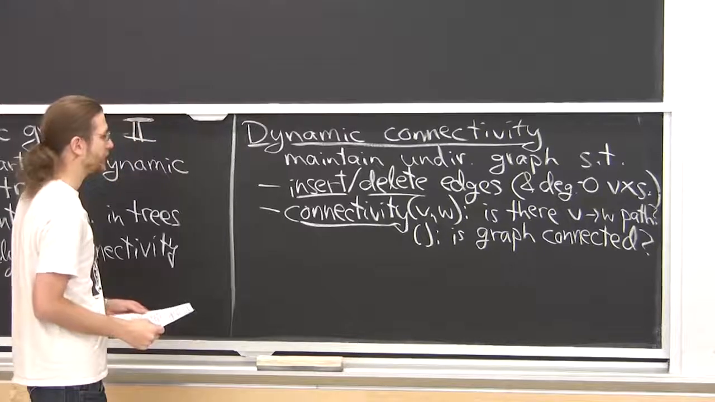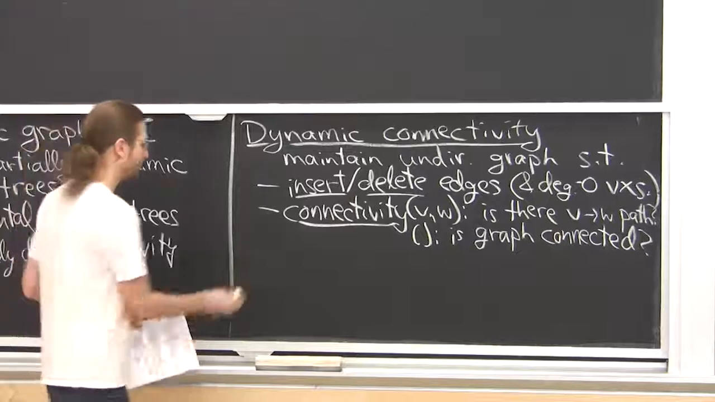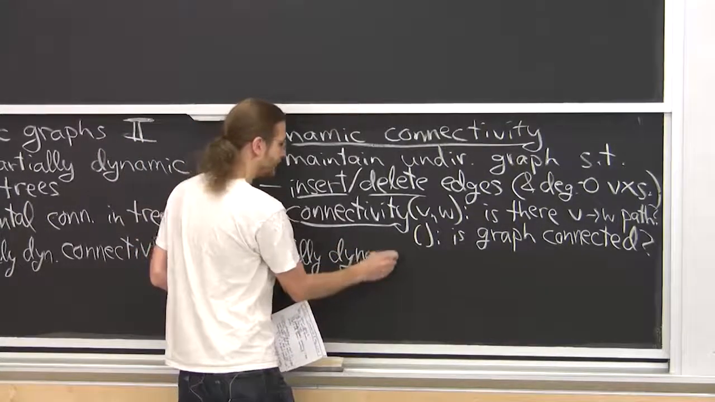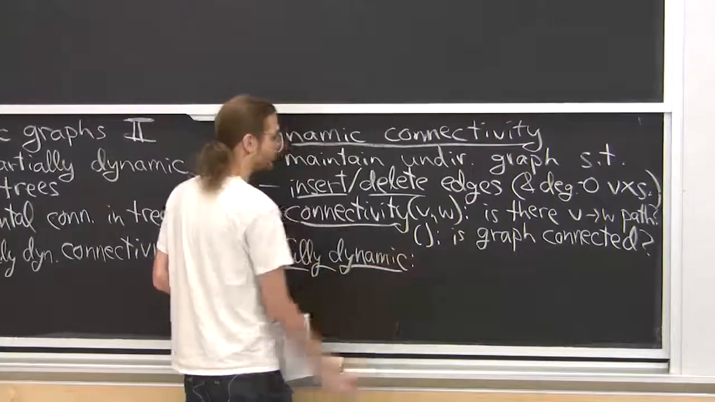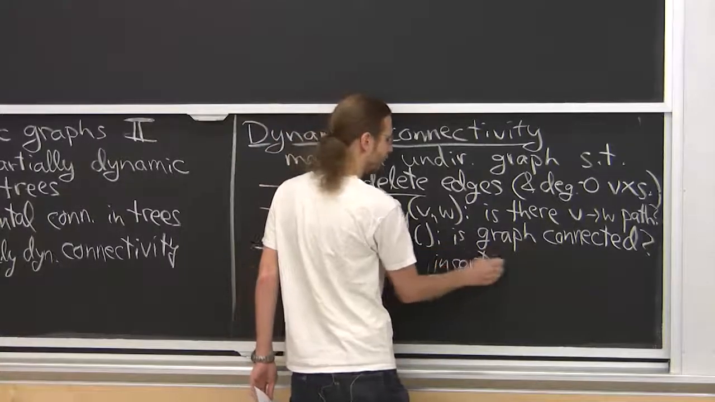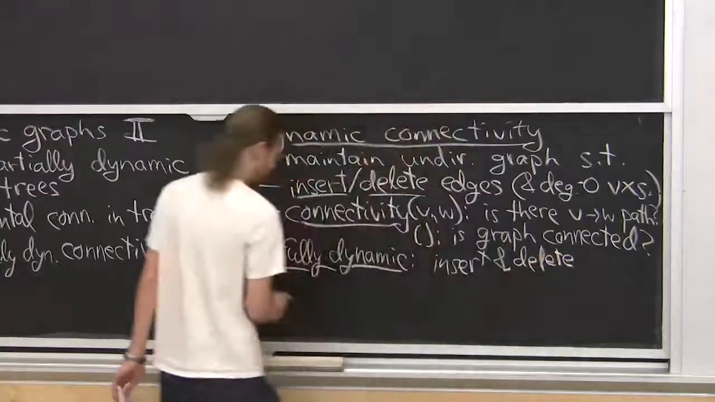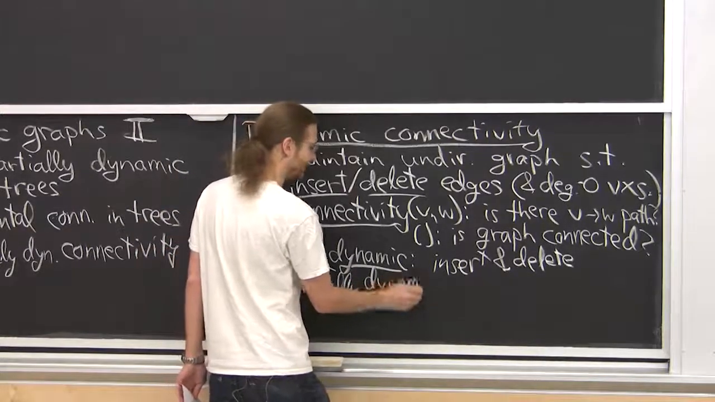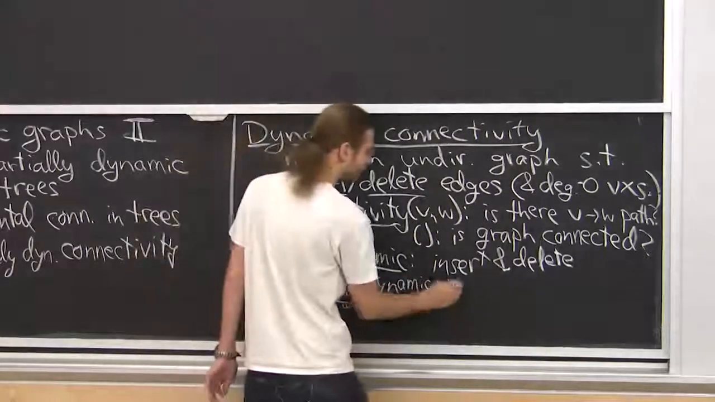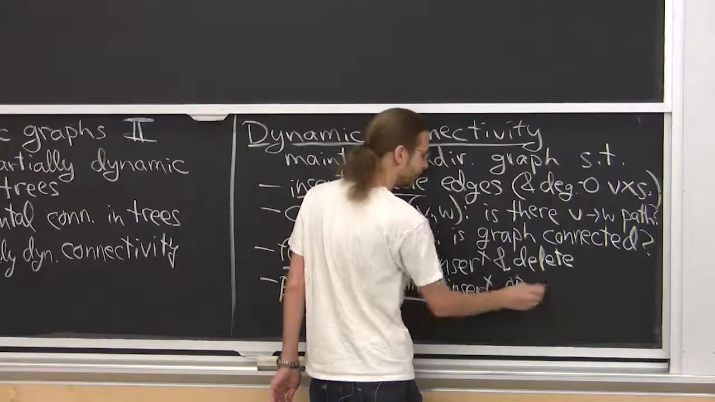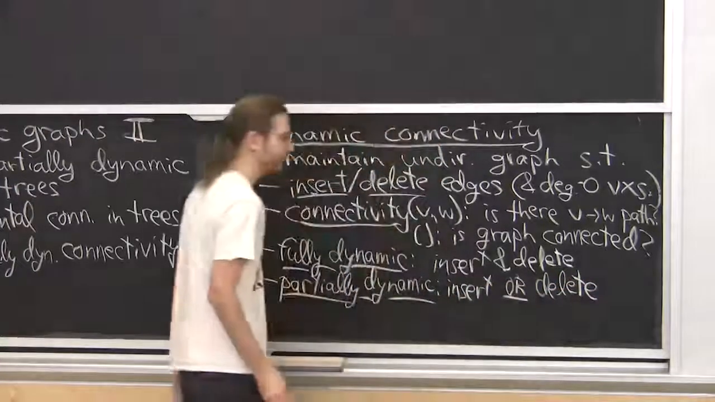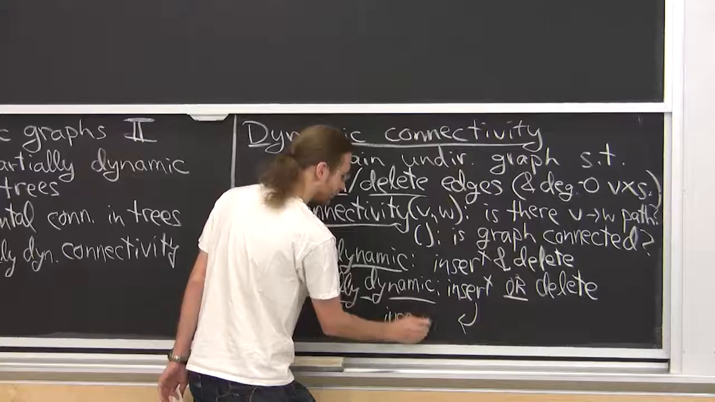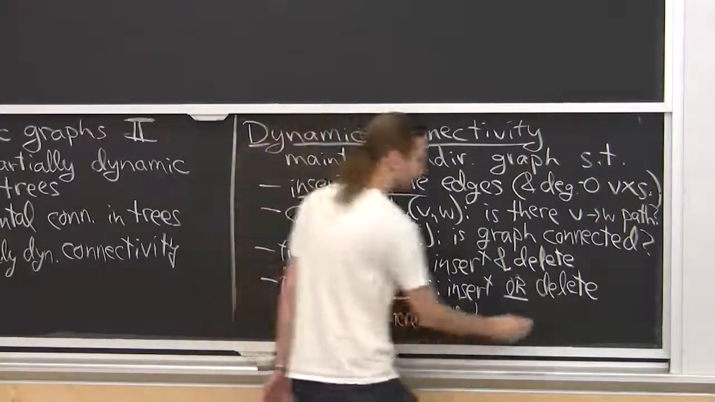Okay, so that's the problem in general, and I want to just introduce some terminology, kind of like when we had partial and full persistence. There's also partial and full dynamicness. So a fully dynamic data structure is one where you can do inserts and deletes of edges. And a partially dynamic data structure is one where you can do inserts or deletes. So you can only do inserts or you can only do deletes throughout the lifetime of the data structure. And these have specific names because usually you use different data structures for just insertions or just deletions. Just insertions is called incremental. And just deletions is called decremental.